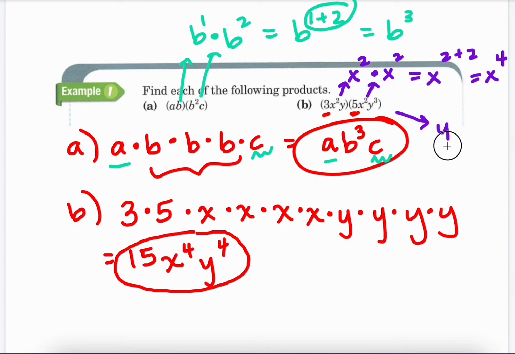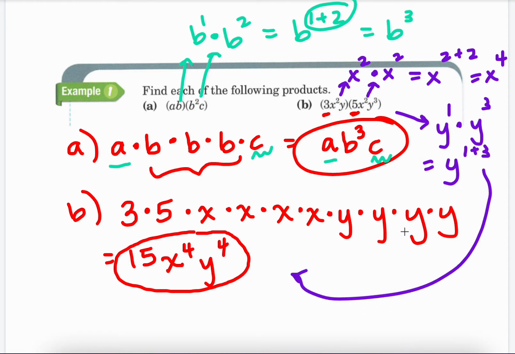Okay, let's check the y's. I had a normal y, so that's to the 1st power, multiplied by y to the 3rd power. And so we know now that we can just add those together. So this is really y to the 4th power. Okay, so instead of expanding it all out and then regrouping it again, you can just add your powers together. That's if they're being multiplied together.